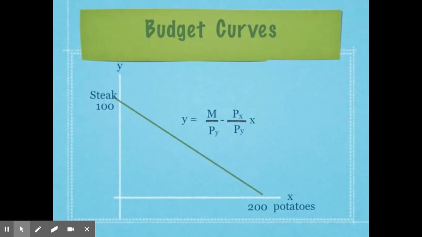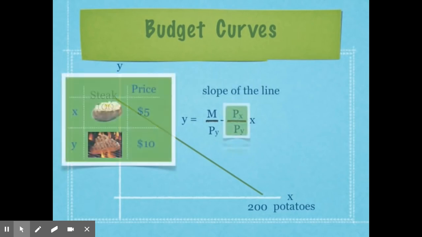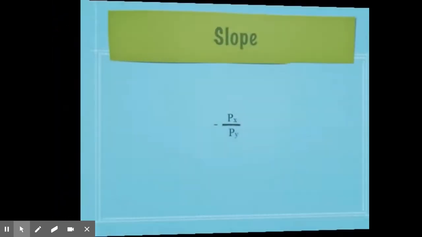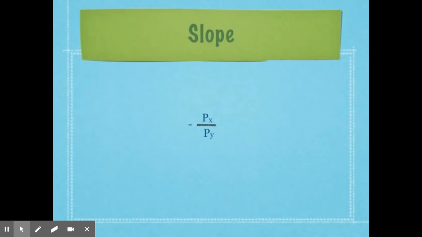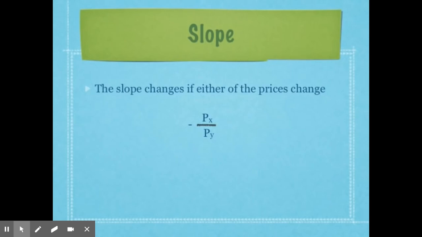Now when we plot our equation and the budget line or budget curve, this is the way our equation works. The slope of the line is the ratio of the two prices. And remember that the prices of the goods we're looking at are $5 and $10. And the slope should equal 1/2, which is what we calculated before. The slope of the line is the ratio of the prices. The slope changes if the price changes.